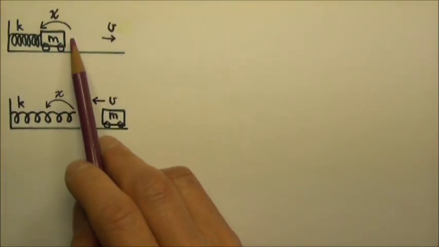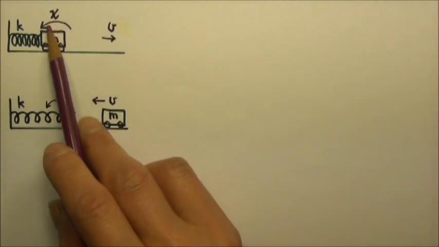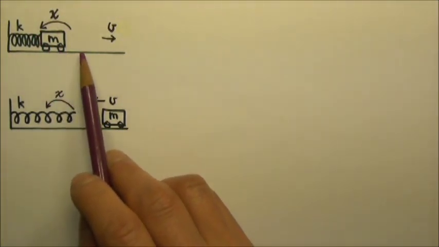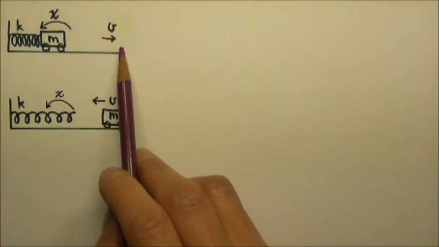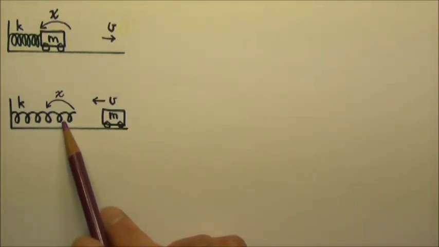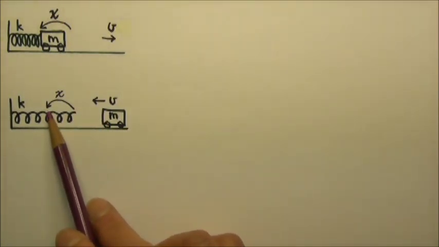You may have a cart pushed into a spring, compressing the spring a certain amount. Then you let go, and the cart gets launched and moves off at a speed v. Or it can go backwards like this: a cart moving at a speed v runs into the spring and compresses the spring a maximum amount.